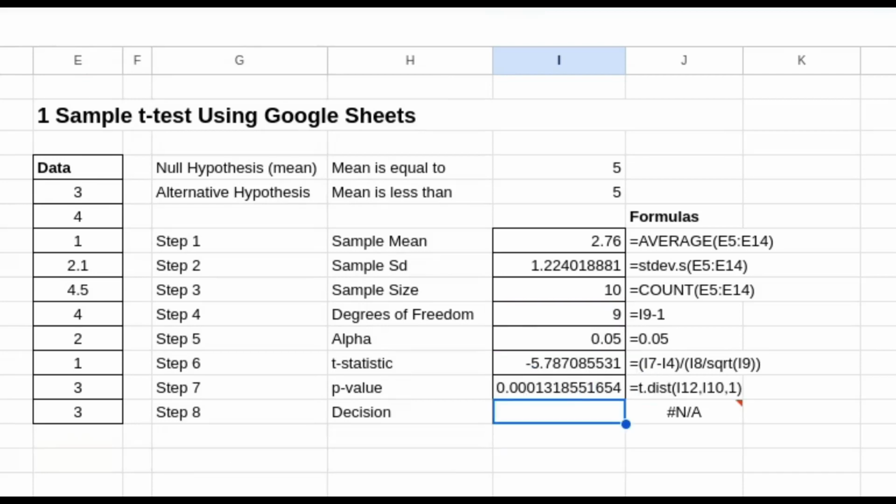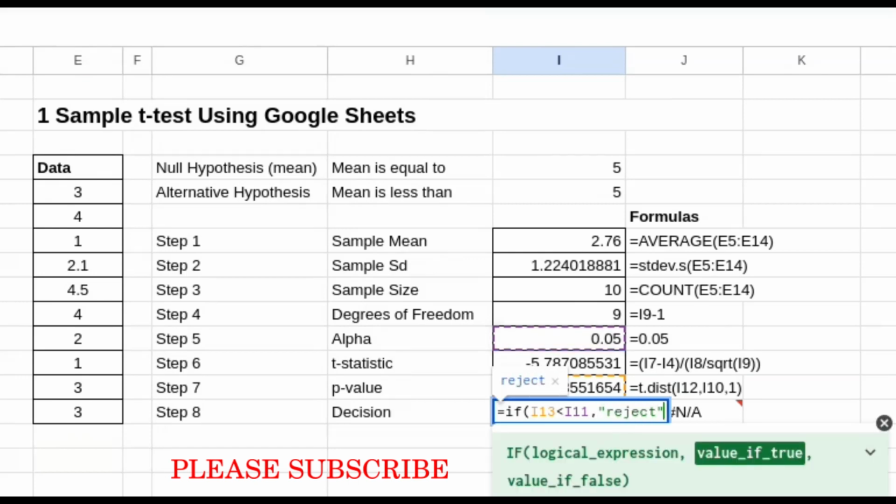Since the p-value is less than the significance level alpha of 0.05, we reject the null hypothesis. There is sufficient evidence to support the claim that the mean is less than 5.